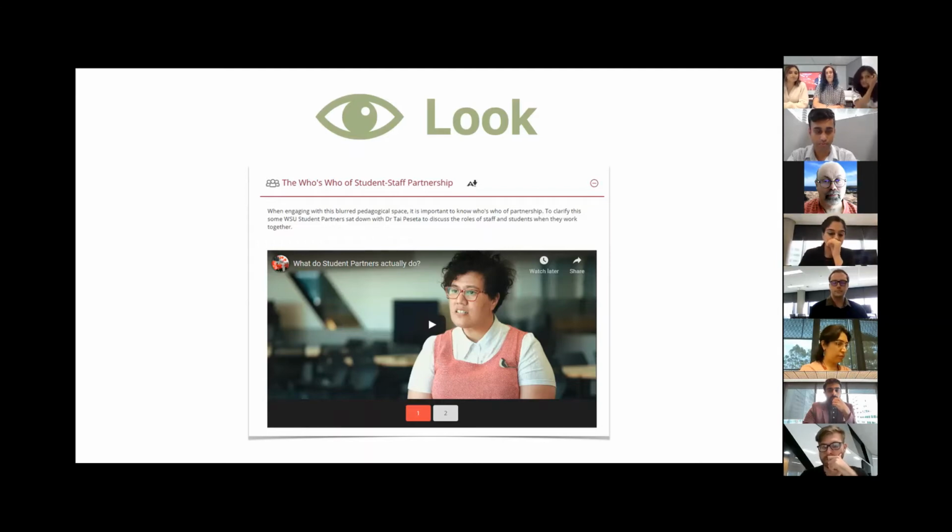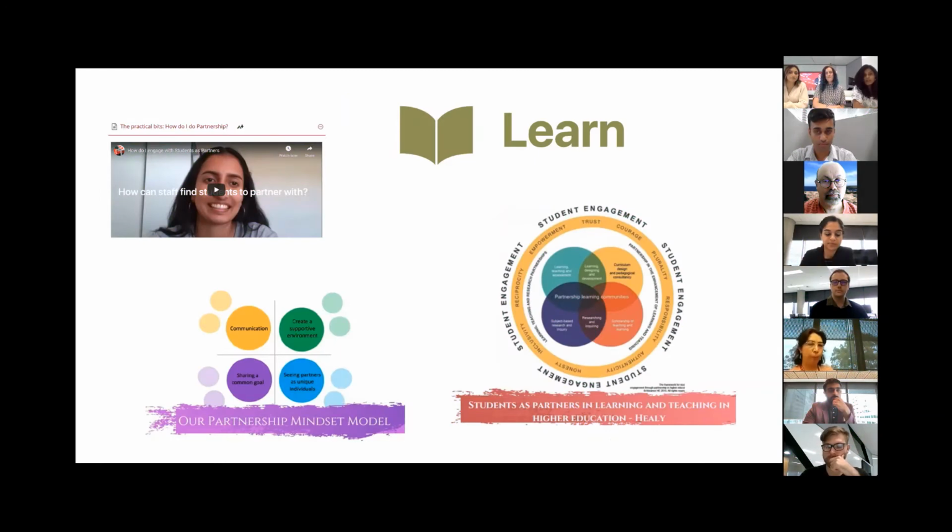The Learn module, the second module, would entail 4 modules of partnership. For example, we would start off with how the 21 CSCPs have created one model to explain what partnership mindset is and how it can be used in multiple contexts. So this consists of 4 concepts such as communication, sharing a common goal, creating a supportive environment, and seeing partners as unique individuals. So understanding these 4 models will be very important for you to develop the final partnership project.